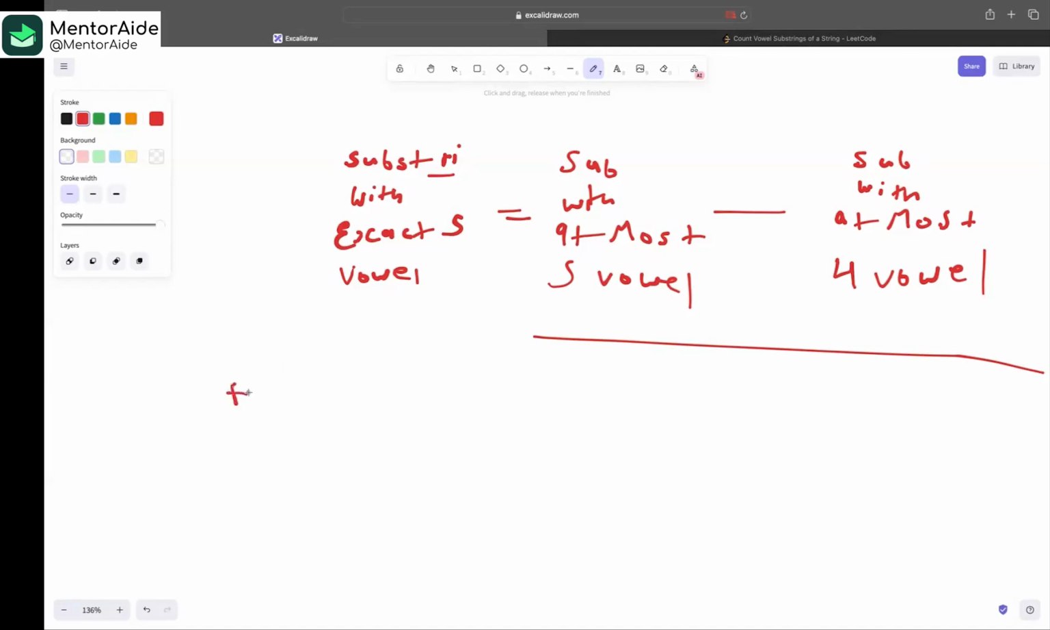In this question, it is 5, 4, 3, but we are making a function separately: find substrings with k count. Simple thing. You will provide the array or string, whatever is there, and you will provide the count. Now the question is how you will calculate this.